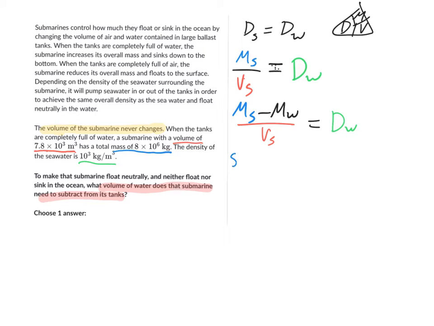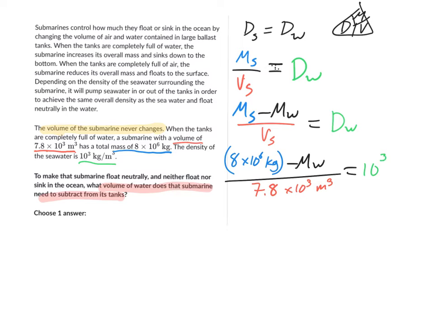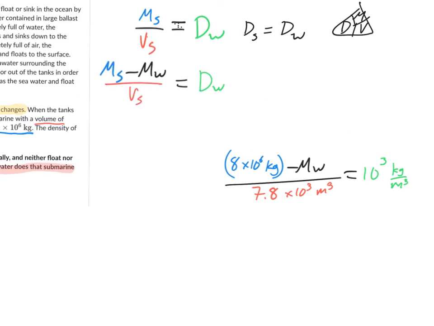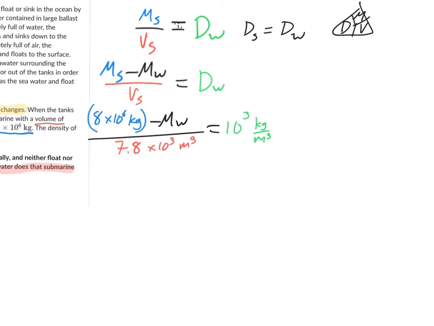So the mass of the submarine starts off as 8 times 10 to the 6 kilograms. And then we could say minus the mass of the water, which we don't know yet, over the volume of the submarine, which is 7.8 times 10 to the third cubic meters. And this needs to equal the density of water, which we know is 10 to the third kilograms per cubic meter. All right, so let's take a look at this. I'm going to move all this stuff over here so we can kind of focus in on this problem.